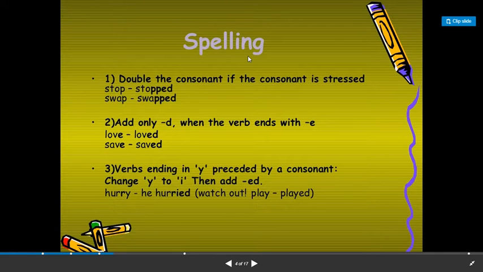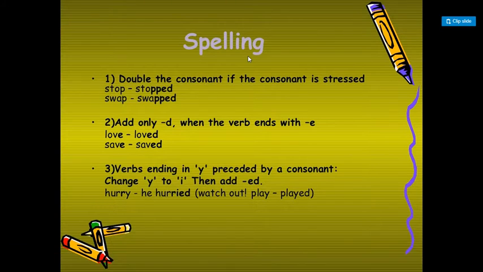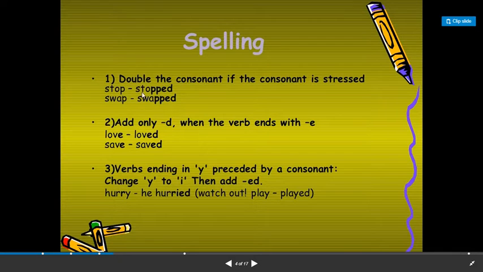For spelling, we double the consonant if the consonant is stressed. Example: stop, stopped. Swap, swapped. Add only D when the verb ends with E. Example: love, loved. Save, saved. Verbs ending in Y preceded by a consonant, change Y to I, then add -ed. Example: hurry, he hurried.